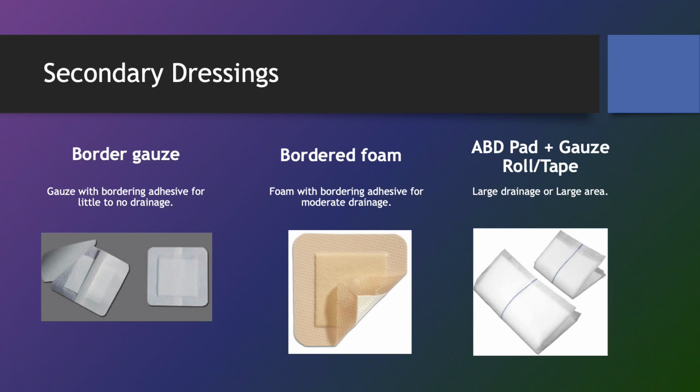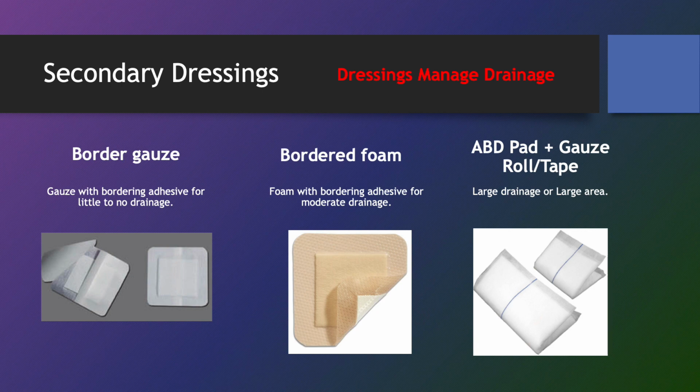Again, remember, dressings manage drainage. Keep this mantra in mind and it'll be easy to determine which of these three to use. The first type of basic dressing is border gauze. This is a piece of gauze with bordering adhesive for wounds with little to no drainage. Next up is bordered foam, which as apparent is for wounds with moderate drainage. And finally, the ABD or abdominal pad plus gauze roll and tape are for large drainage wounds or large areas of coverage.